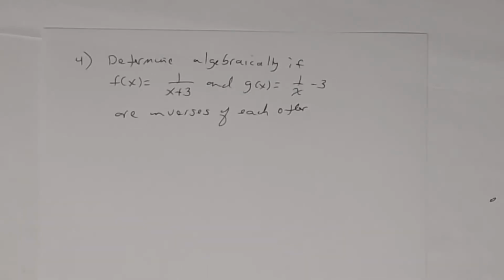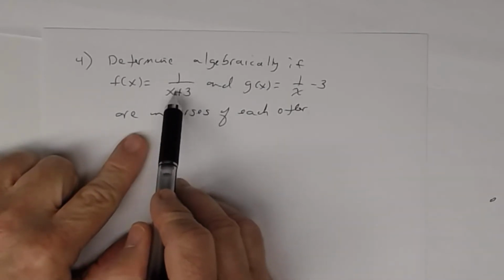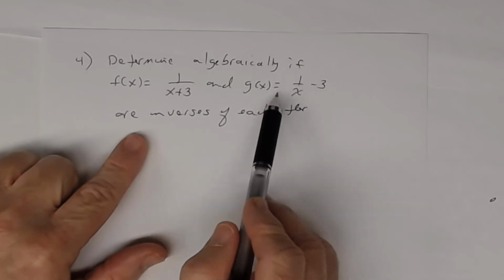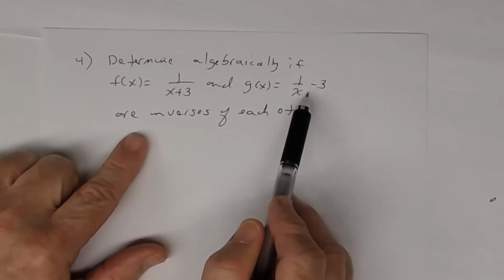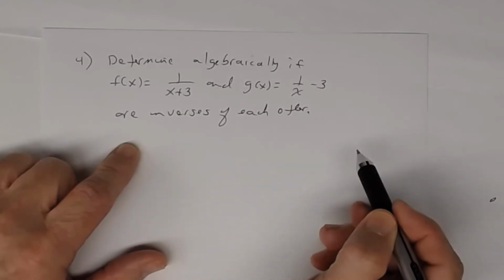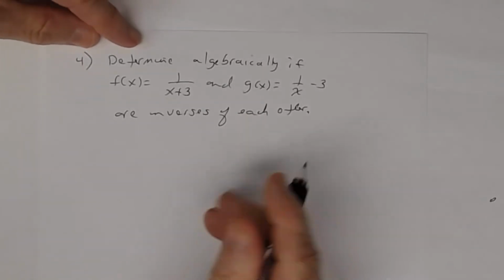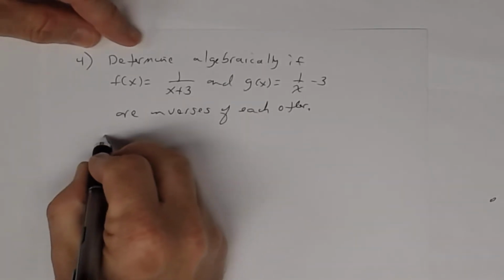All right, here's number 4. Determine algebraically if f of x, which is this rational function, 1 over x plus 3, and g of x, which is also this rational function, 1 over x minus 3, are inverses of each other. So if you're going to determine if two functions are inverses of each other algebraically, you have to do those 2 steps that I showed you.